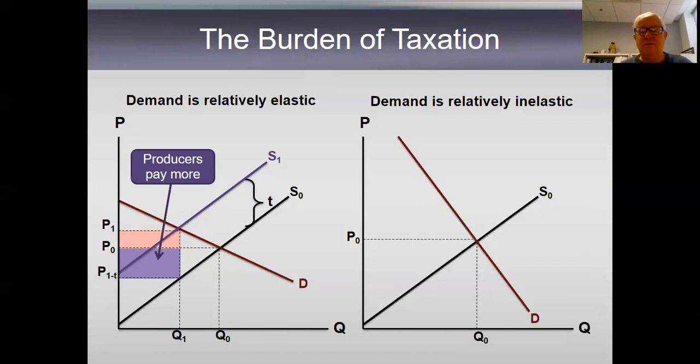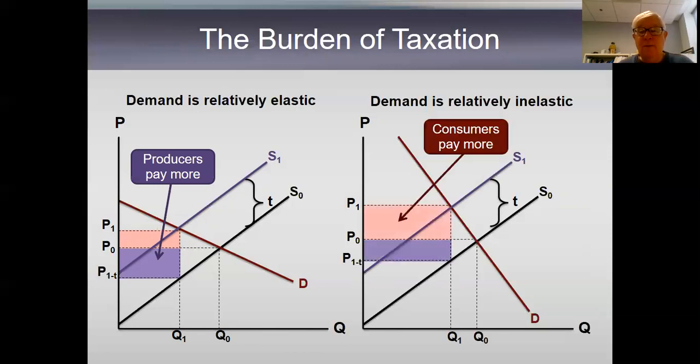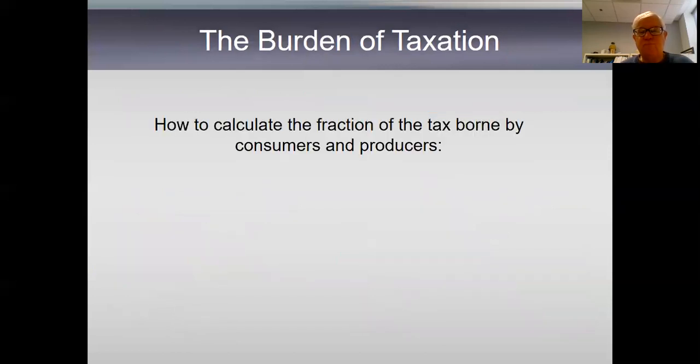Let demand be relatively inelastic. Same thing happens. The supply curve shifts from S0 to S1. But now consumers are going to be paying more. Their change in surplus is greater than the loss in surplus on the part of the producers.